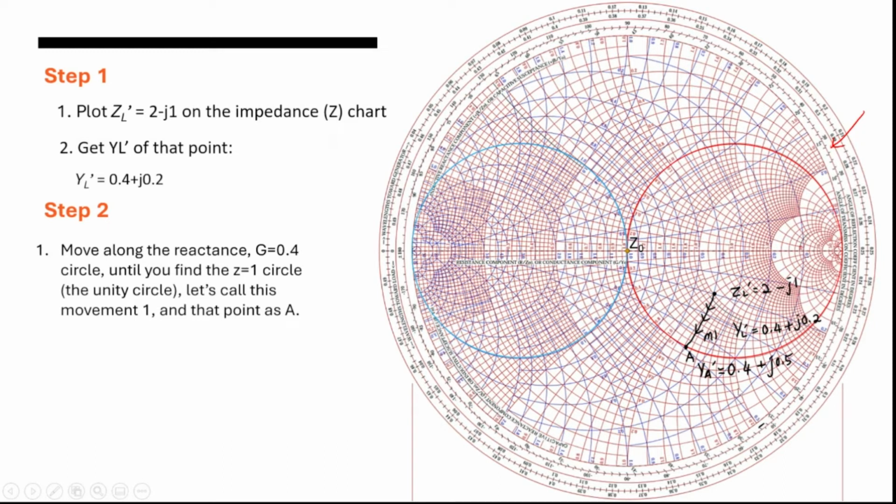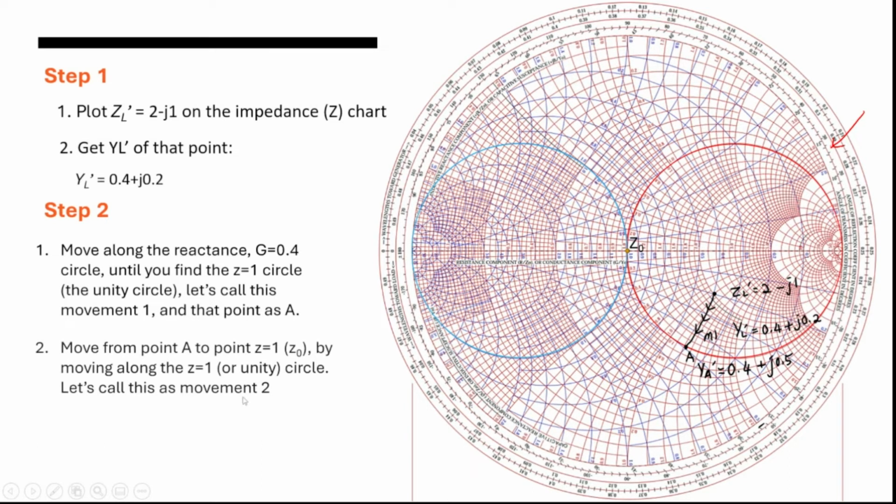When we find that point, we label it with any label you want. Let's say we label it as A, and we read off the Y Smith chart to get the admittance of that point. We call it YA prime, which is equal to 0.4 plus j0.5, which is down here.